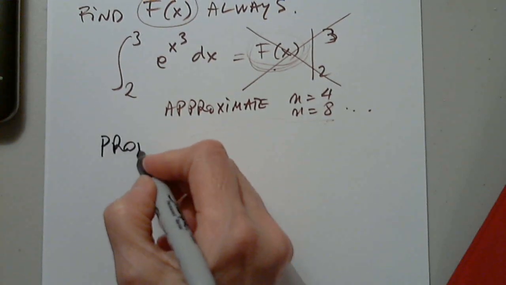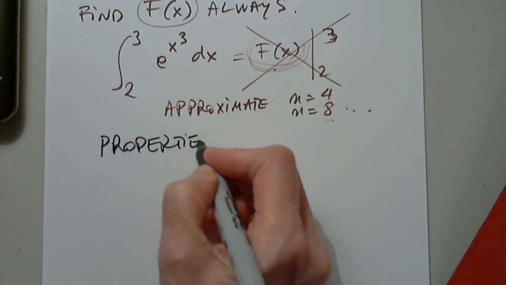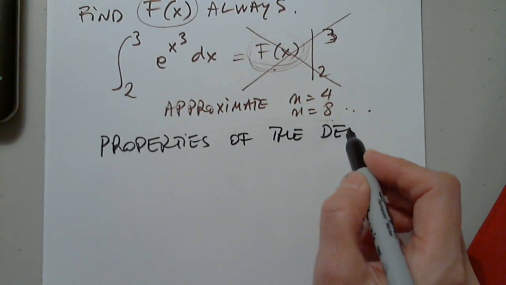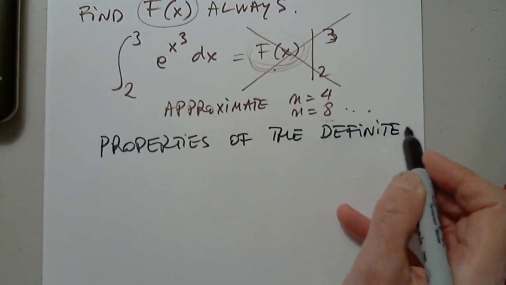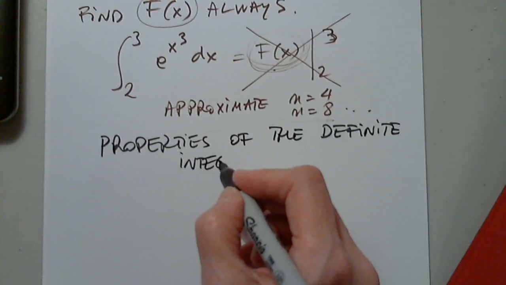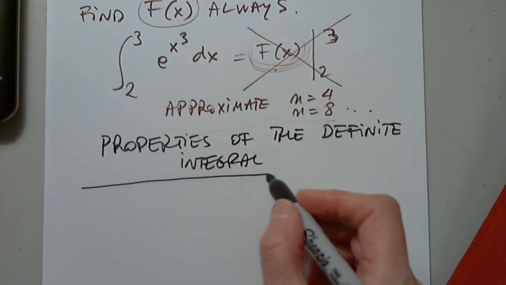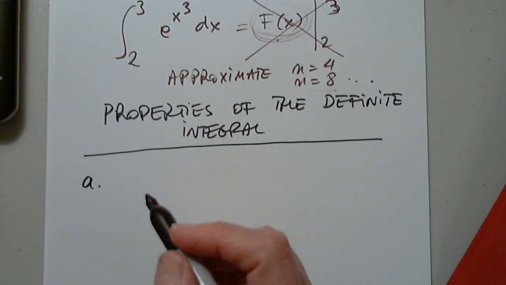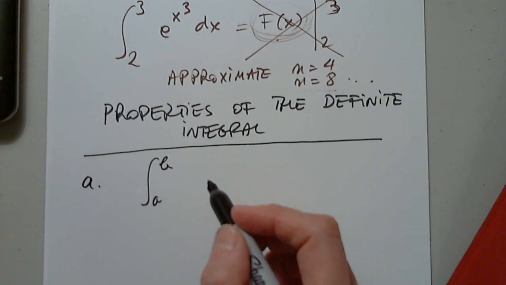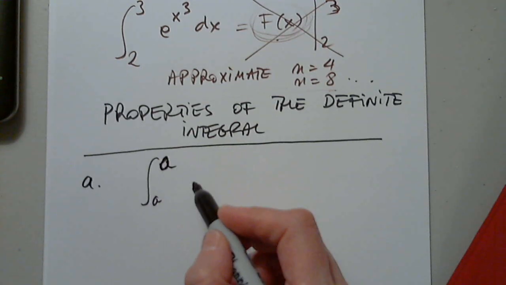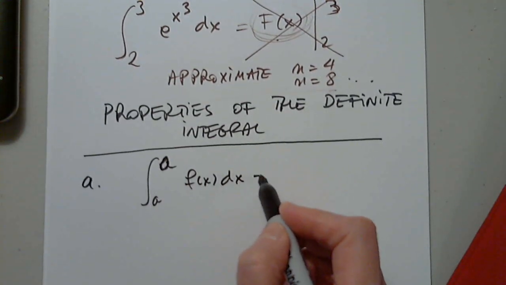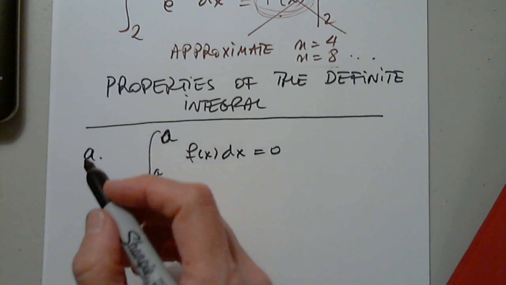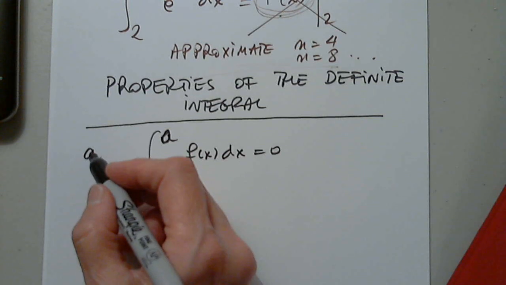Properties of the definite integral. And the definite integral has many properties. We already know one of them. The integral from a to a of f of x dx. We already discovered this a few minutes ago. I'm going to call this 1.